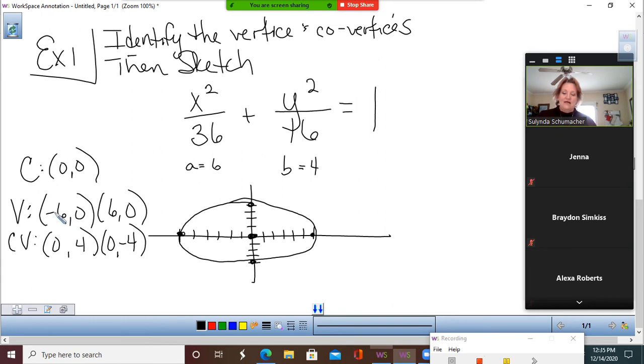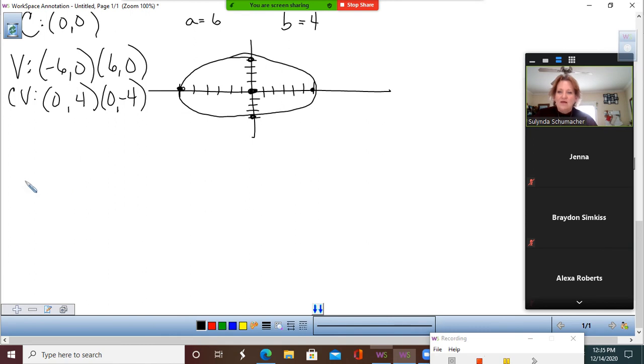Yes, you can absolutely write it as plus or minus 6, 0. Absolutely, when the center is at 0. Okay, let's try another one. Again, I just want you to graph it. I want you to get very comfortable with graphing it.